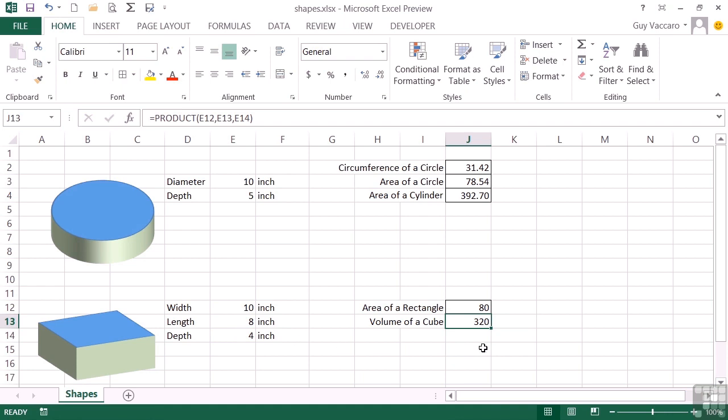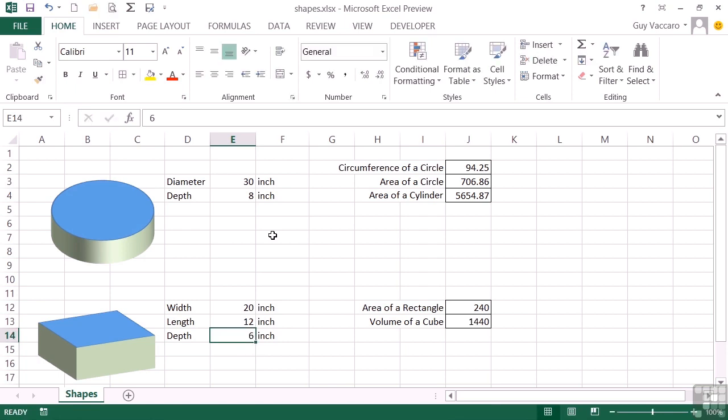All of those are functions, the product function and the functions using pi. So any alterations on these values, so let's go for a much wider circle, and the circumference increases, the area increases, and therefore the volume. Let's increase the depth dramatically, and the volume changes. And the same with our rectangular shape, we'll go a wider width, a wider length, that increases both the rectangle and the cube volume, but changing the depth will only affect the cube volume.